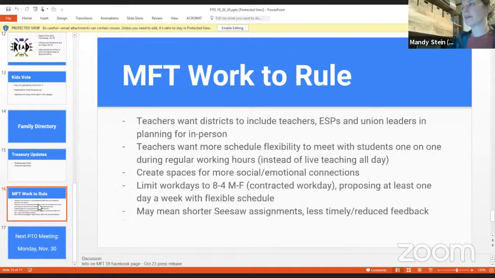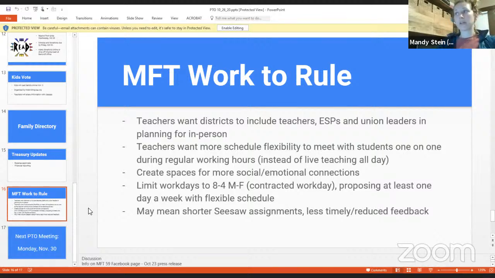Something Paul brought up in our emails that I thought was a really good thing to address in the meeting is the MFT work to rule that was in a press release, I believe, from MFT 59 this past week. So the idea that, first off, the teachers are wanting the districts to work with them as co-partners and co-creators in creating how they teach, in getting back to in-person learning. And then also wanting more schedule flexibility to meet with families and students during the day instead of having to do all this extra stuff outside of their contracted hours.